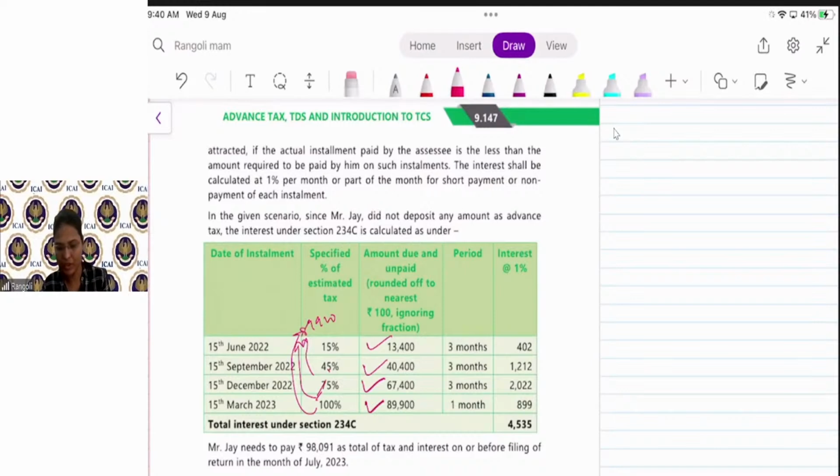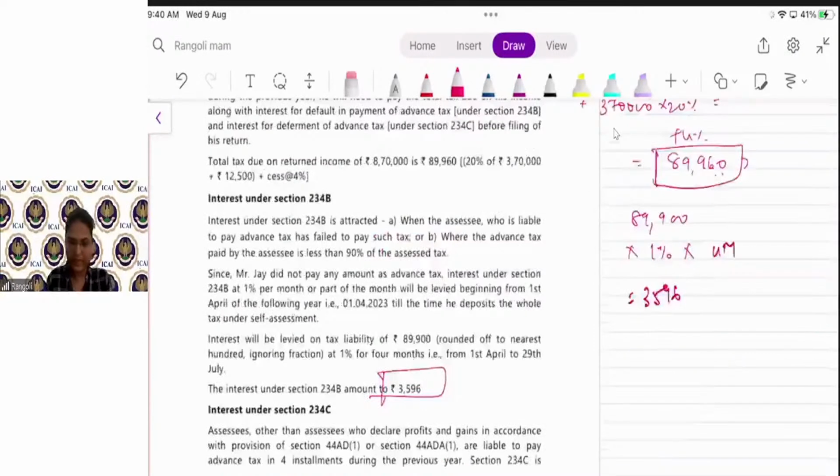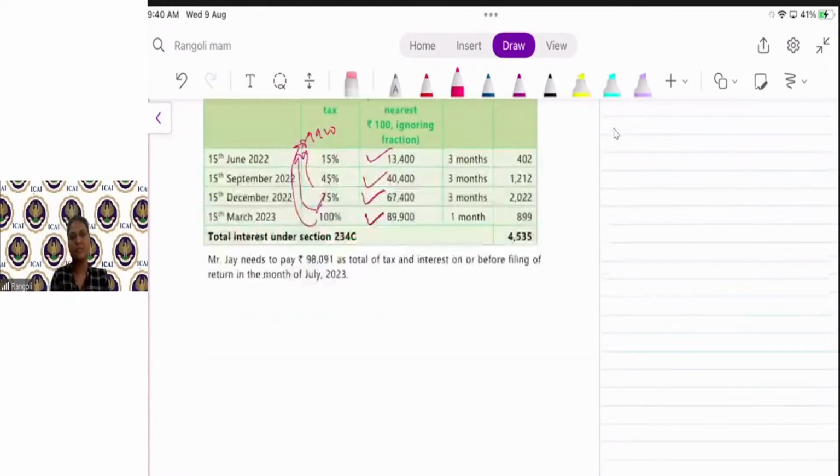Total interest under section 234B is 3,596. And tax liability is 89,900. So total he needs to pay 98,000 to the government along with return.